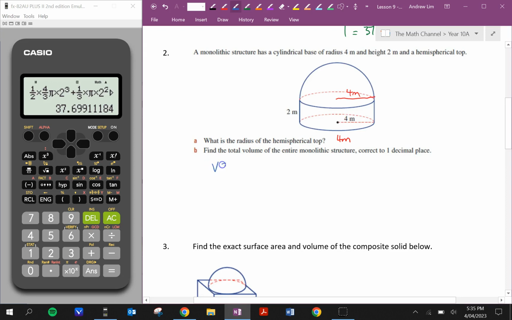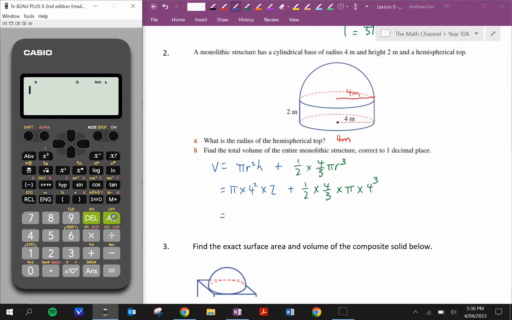Okay, so volume is the volume of a cylinder, which is pi r squared h, plus the volume of half a sphere, so half of 4 on 3 pi r cubed. So we have pi times the radius squared times the height. This is the cylinder, so we're doing the height of the cylinder. And then we've got half of 4 on 3 times pi times the radius of 4 again, but this time it's cubed. So let's put that in a calculator.